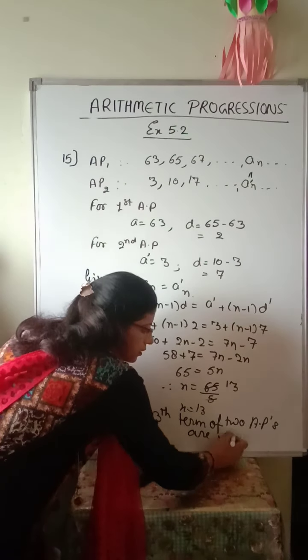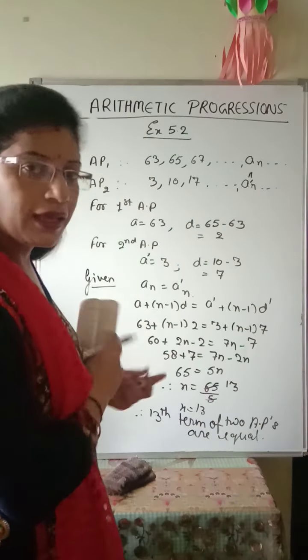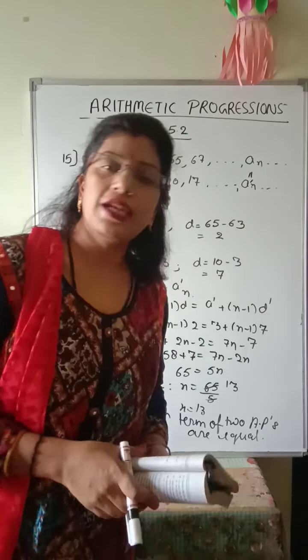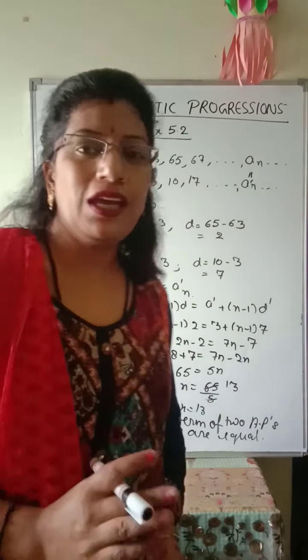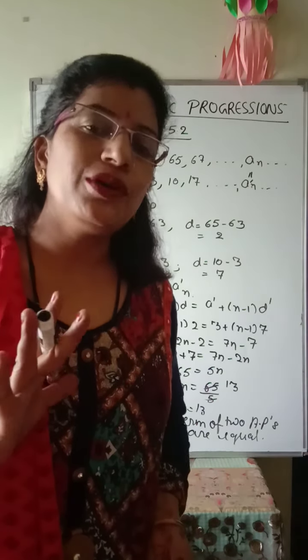So that means therefore the 13th terms of the two APs are equal. This means the 13th terms of both APs are equal. Okay. This was the 15th question. Hope you are understanding it. Okay. Please do it very properly because these questions are very important.